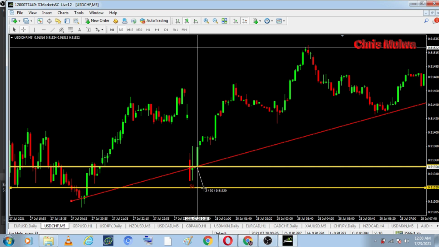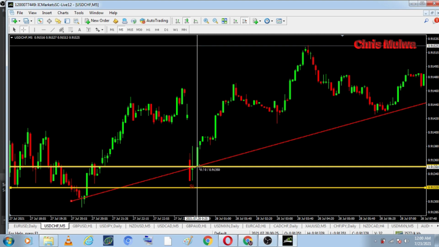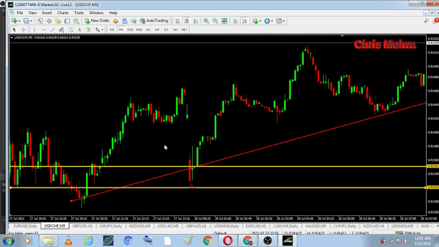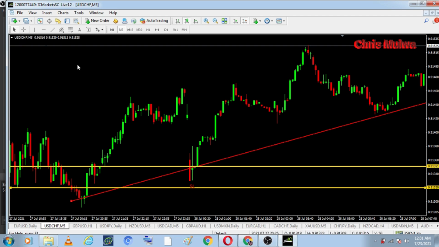My take profit, this is my stop loss. My entry is here. The closure of the second candle there. This is my stop loss. Then my take profit will be determined by the stop loss. Let me measure the number of pips. In pips, these are around 4 pips.